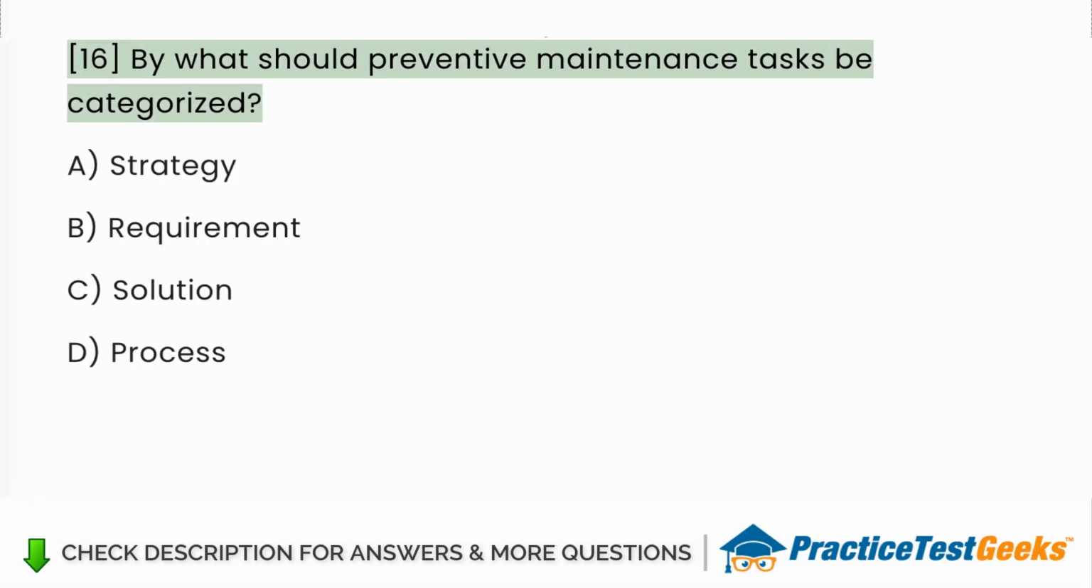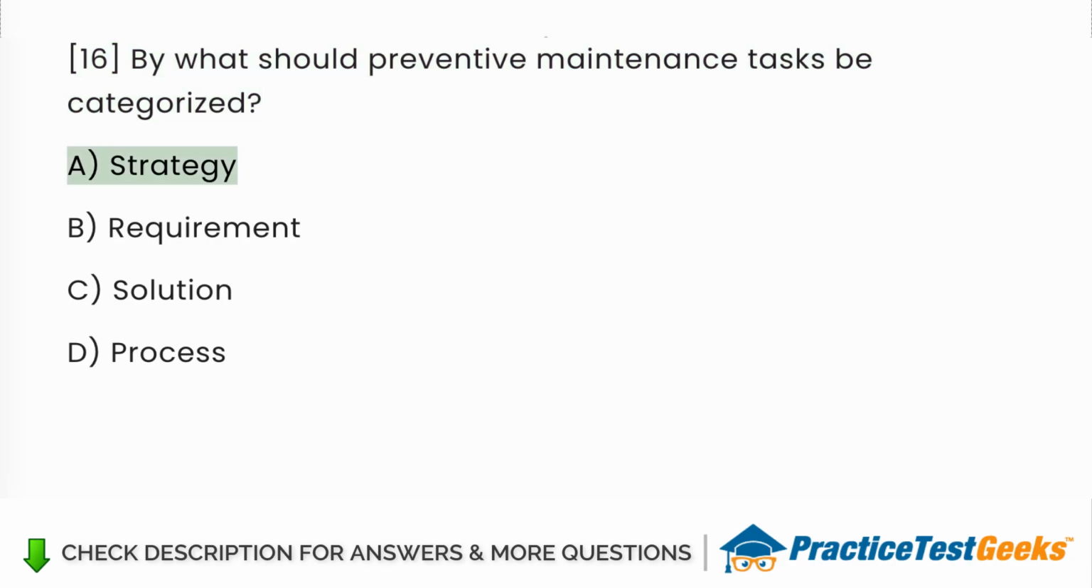By what should preventive maintenance tasks be categorized? A. Strategy. B. Requirement. C. Solution. D. Process.